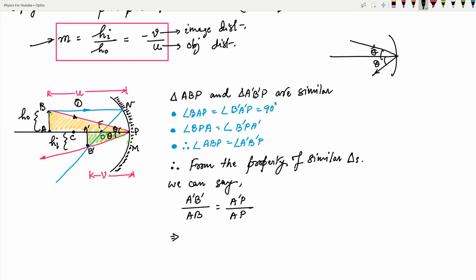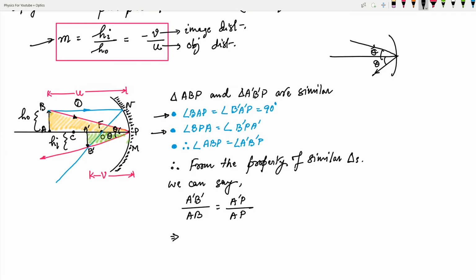Now we can prove that. We know what a similar triangle is: triangles in which all three angles are equal are similar triangles. In order to prove that, the first point is angle BAP is equal to angle B dash A dash P, is equal to 90 degrees, as you can see in the diagram. Second point is angle BPA is equal to angle B dash PA dash.